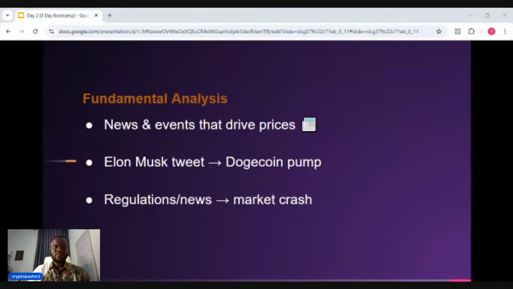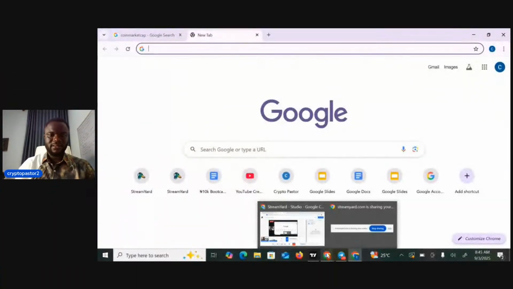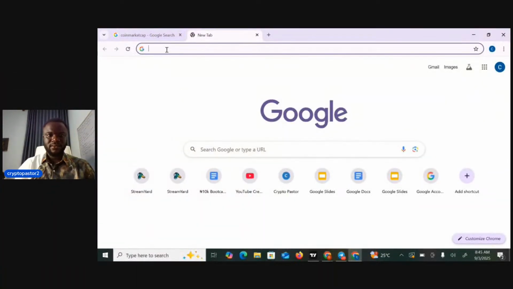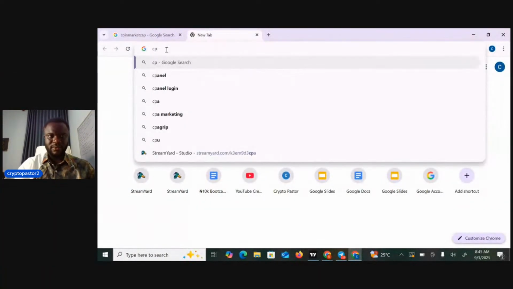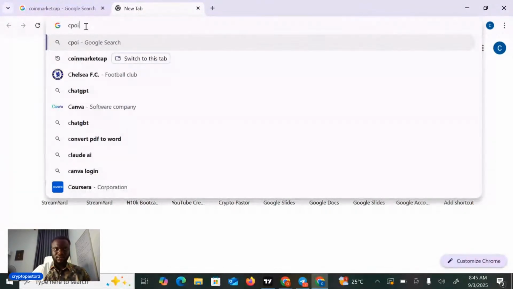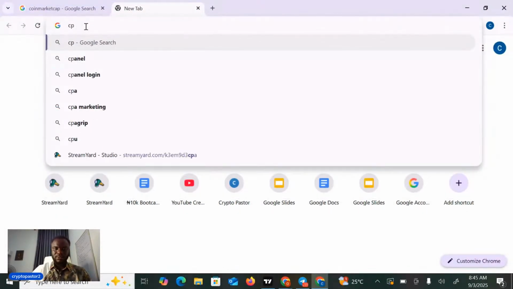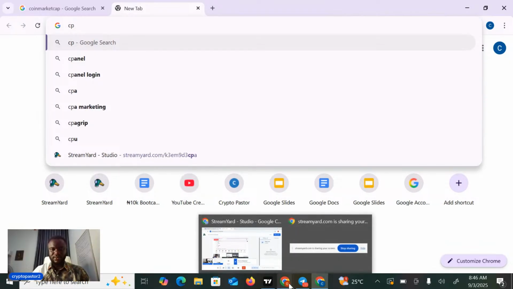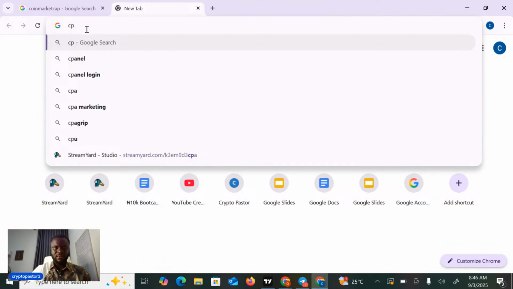Can you see my screen? Let me check if you can see my screen. CoinMarketCap. Okay, CoinMarketCap.